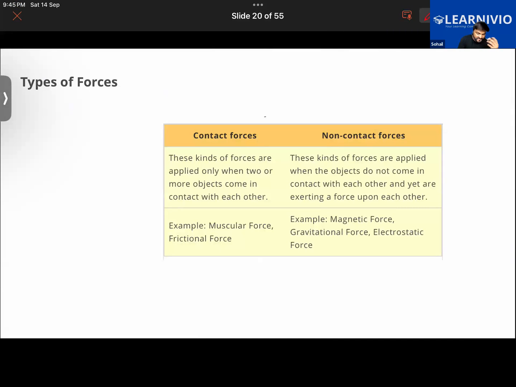This type of force we learned in the beginning, that there are two kinds of forces. One is contact force, another one is non-contact force. Whenever two bodies are in physical contact with each other, the kind of force that exists between them is the contact force. Examples are muscular and frictional force. In the case of non-contact force, two bodies are not in physical contact, but yet they experience some force between them. Like you'll be learning about magnetic force, gravitational force, and electrostatic force in this.